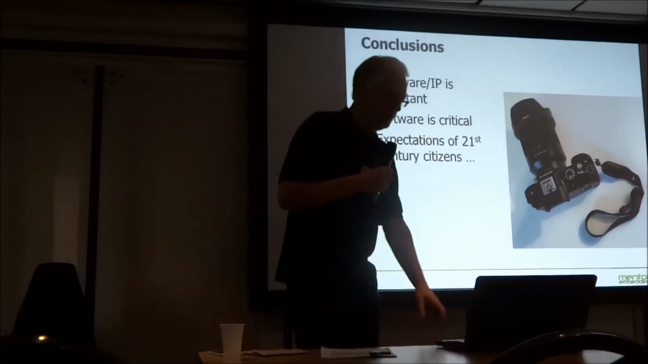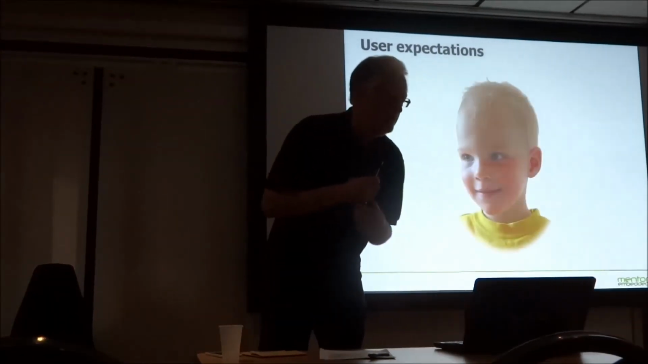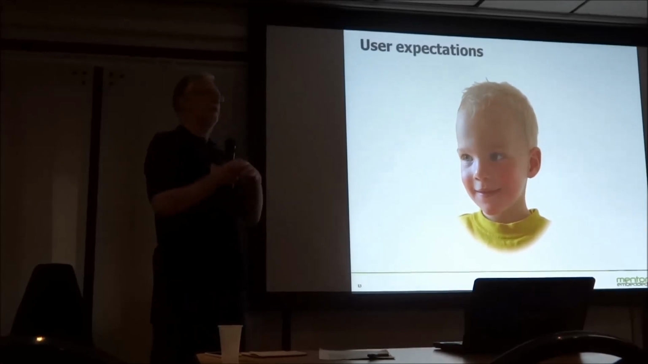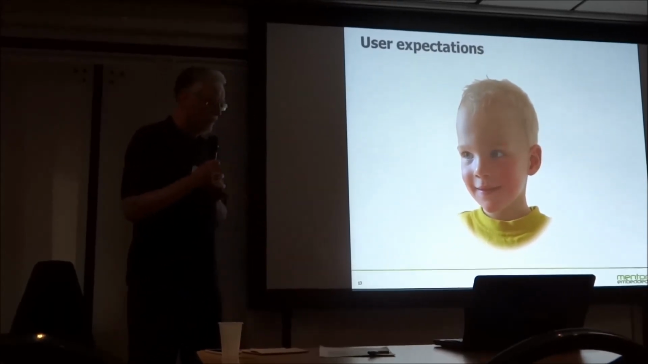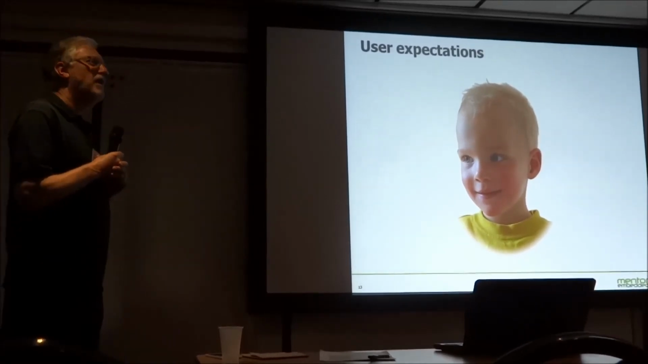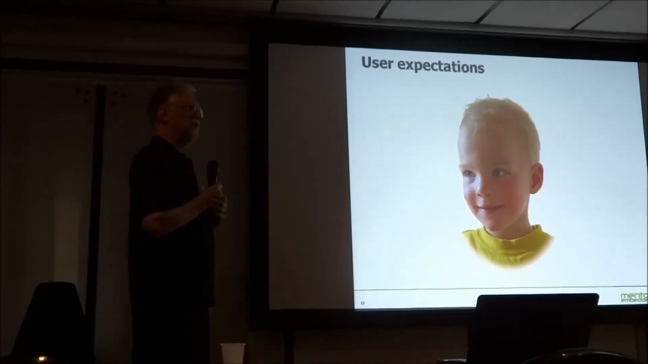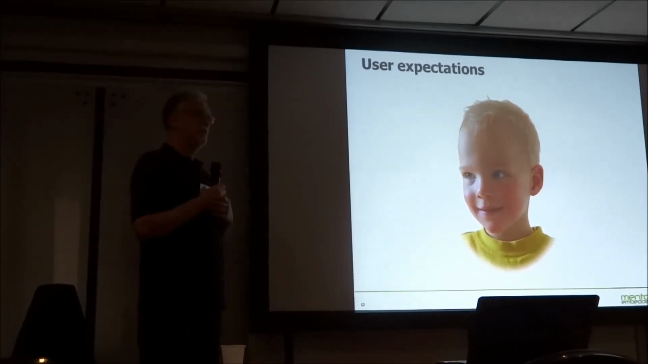So I will give you an example. A friend of mine, his name is Archie. He's actually the son of a friend of mine. As you can see, he's a nice little boy. This was taken a couple of years ago, this picture. And he takes a nice photograph, doesn't he?